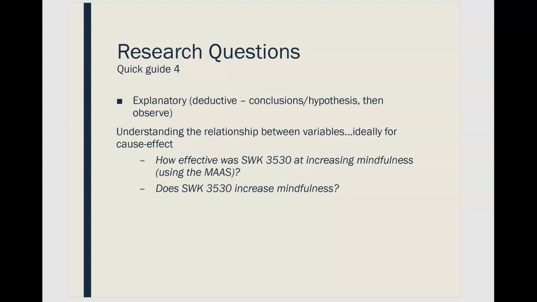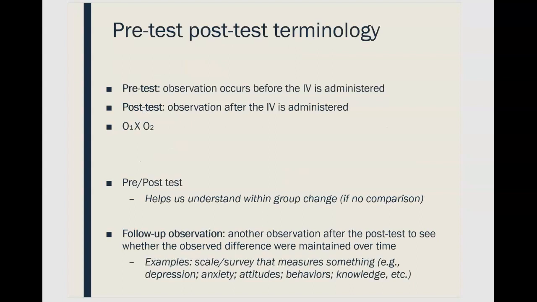So how effective was this course at increasing mindfulness using the Mindful Attention Awareness Scale? Like if that was congruent with what we were doing. Does it increase mindfulness? I would say as students take 35-30, mindfulness should increase in those students as compared to maybe the student body who hasn't taken this elective, right? And so we would want to say something about this elective. So that's kind of the difference between exploratory, descriptive, and explanatory research questions.